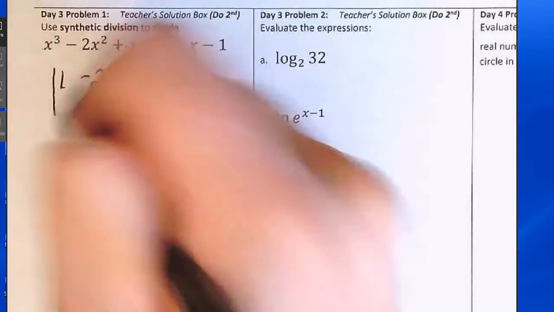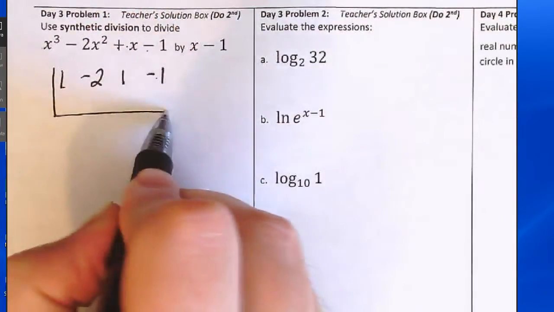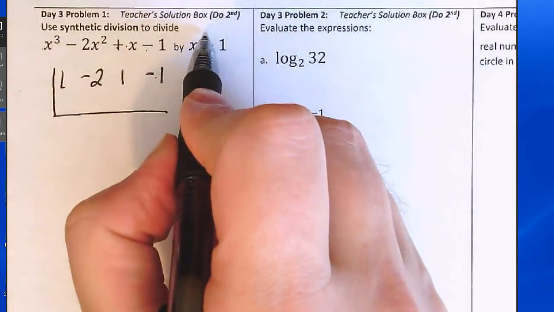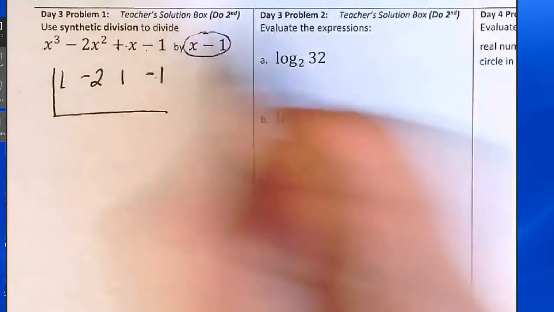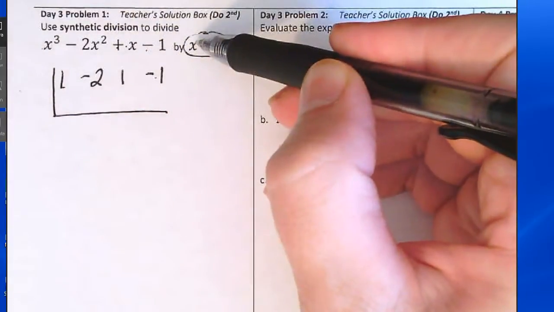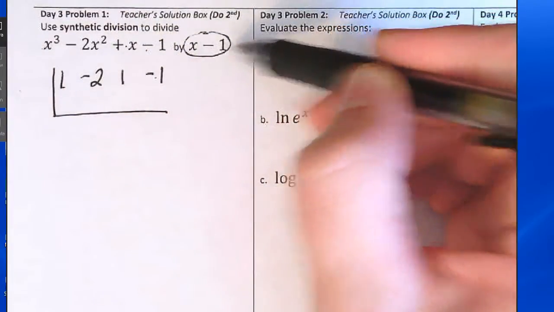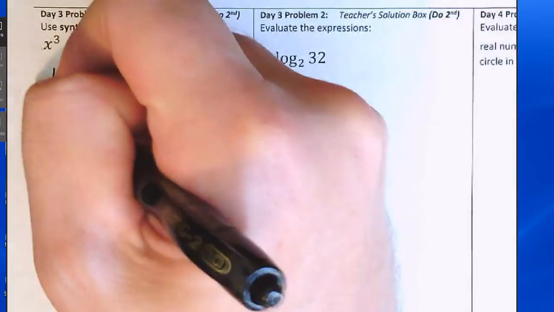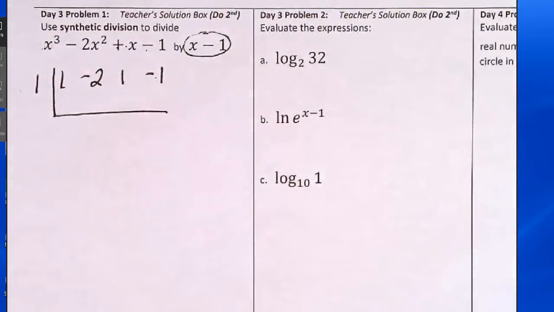Synthetic division bracket looks like this. And we're going to divide by a number out front. What we're dividing by is the polynomial x minus 1. If we think of x minus 1 being equal to 0, the value of x that would make it equal to 0 is 1. And that's the number that gets written out front.